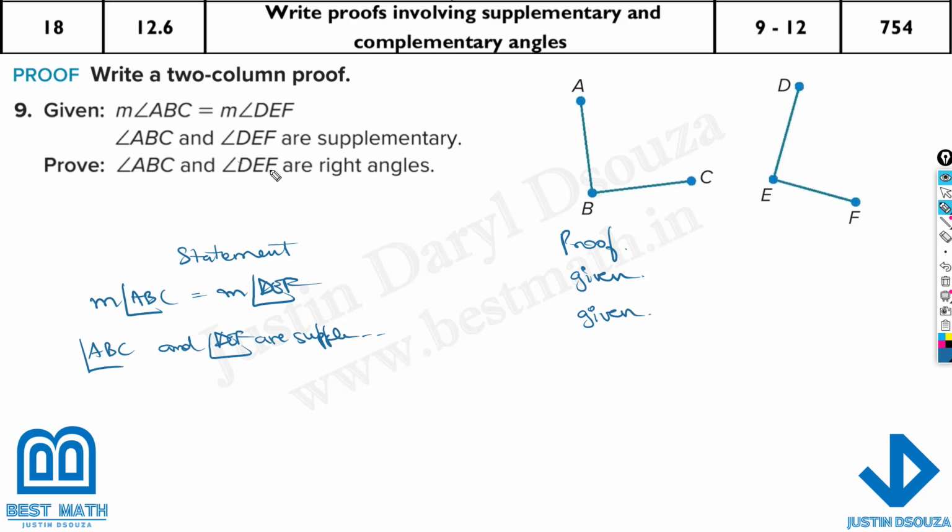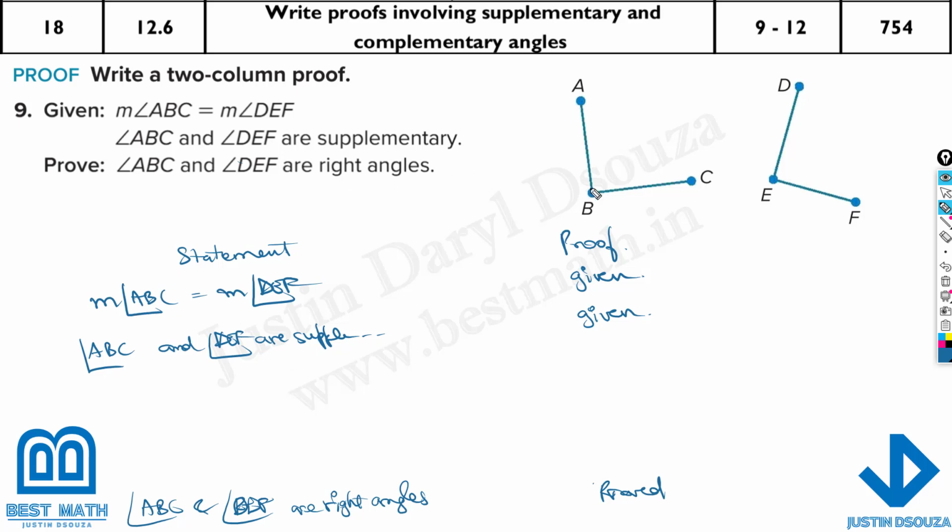And the last statement is going to be this. No matter what, that is going to be ABC and DEF are right angles. That is hence proved. You can write that. That is fine if you write like this, but there are some important things to write here. So these two things are given, and the last one, to be proved, is also in the question. What is the middle thing?